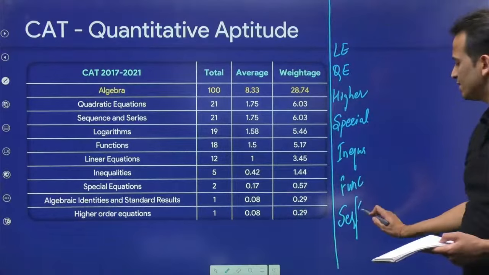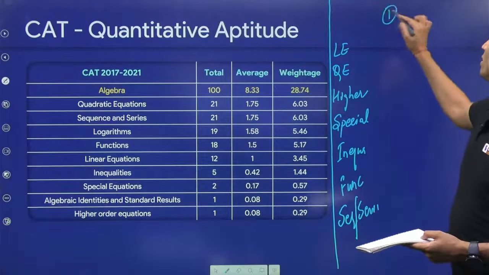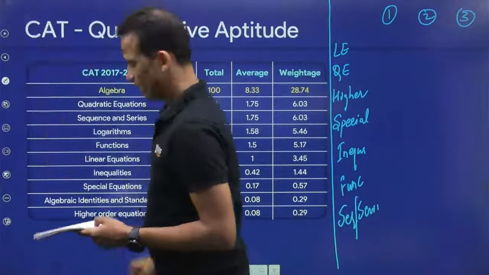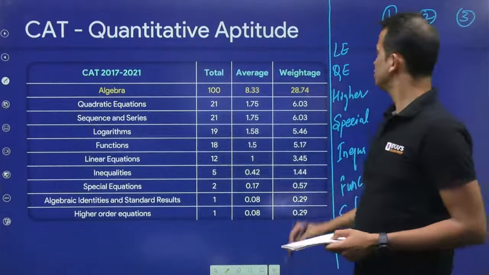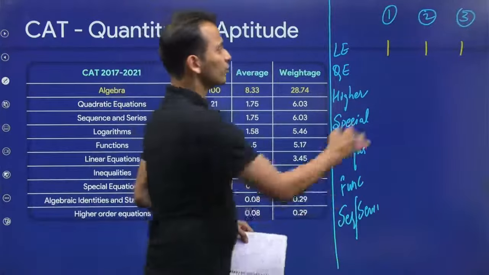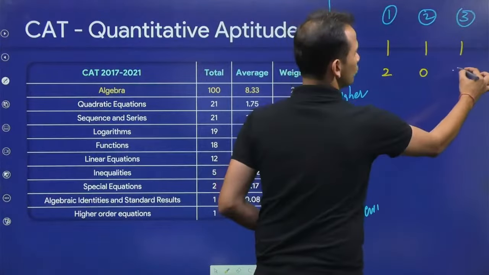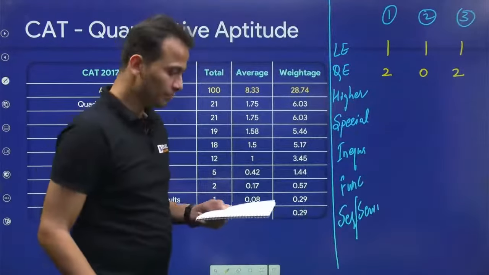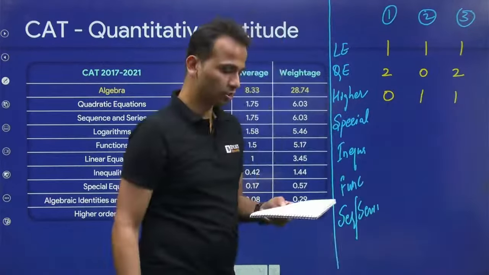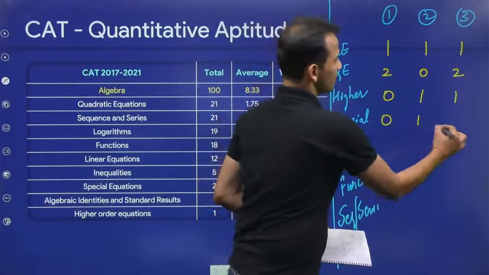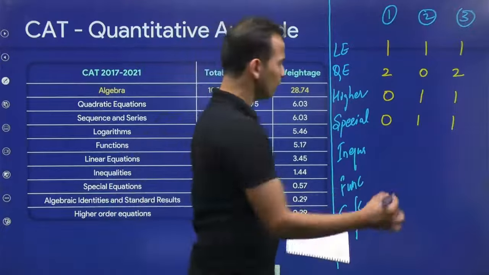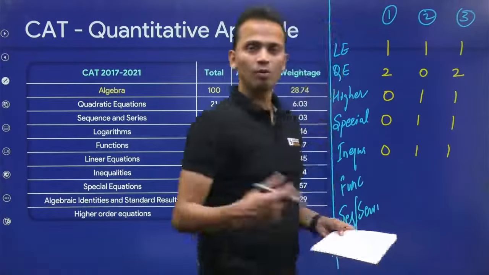So sequence and series. Okay, slot number 1, slot number 2, and slot number 3. Let's have a look at the number of questions. Okay, so number of questions from linear equations in all the 3 slots, there was 1 question each, right? Quadratic equations, there were 2 questions in slot 1, 0 in slot 2, and 2 questions in slot 3. Higher order, none in the first slot, 1 each in the second and third slot. Special equations, the same thing happened, none in the first, 1 each in the next 2 slots. Inequalities, same thing, none in the first and 1 each in the next 2.